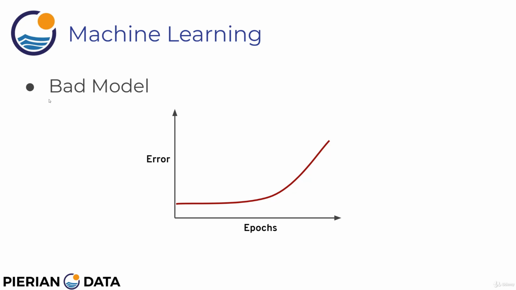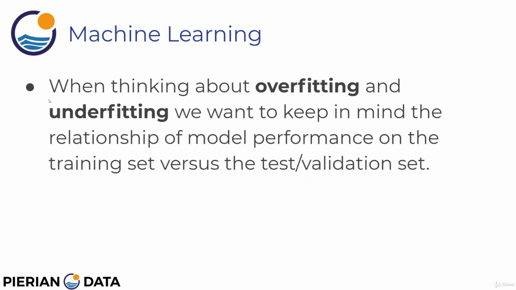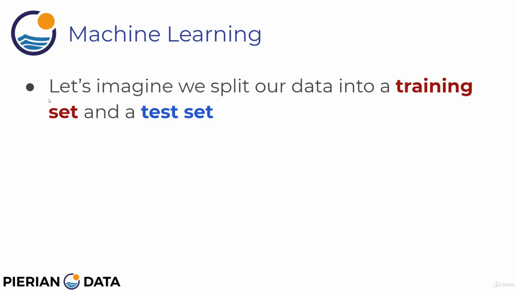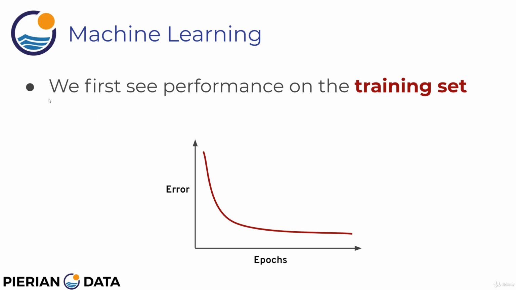So how can we use this intuition then to understand what overfitting or underfitting would look like during the training of a model. So in thinking about overfitting and underfitting, we want to keep in mind the important relationship of model performance on the training set versus that test or validation set. So let's imagine we've split up our data into a training set and a test set, and we're going to color them here. So first, we would see the performance on the training set. And typically, your training set performance is going to decrease in error as you train it for more epochs.